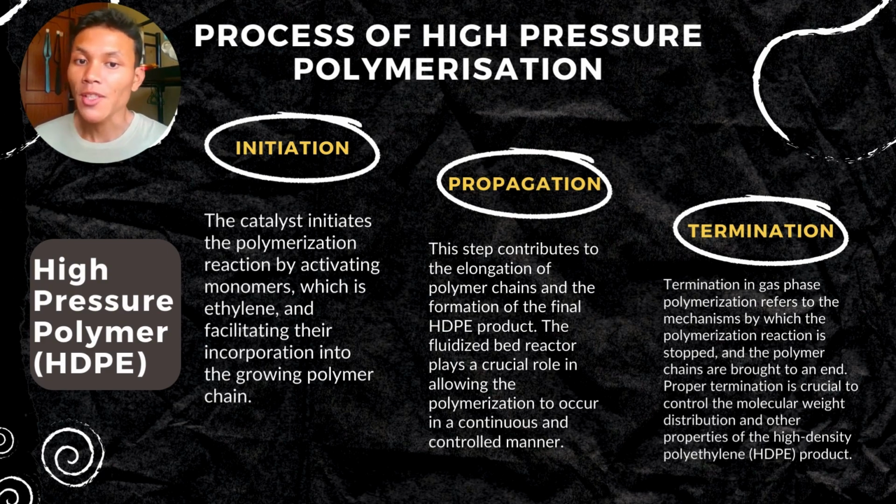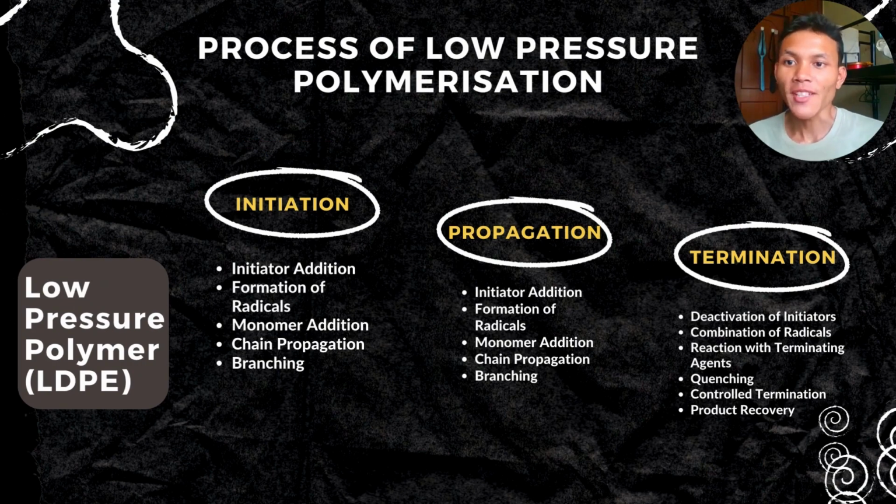And then we go into the termination, which in gas phase polymerization refers to the mechanism by which the polymerization reaction is stopped and the polymer chains are brought to an end. Proper termination is crucial to control the molecular weight distribution and other properties of the high density polyethylene in the HDPE product. And then we are going into the low pressure polymerization, which is the LDPE, for gas phase polymerization.